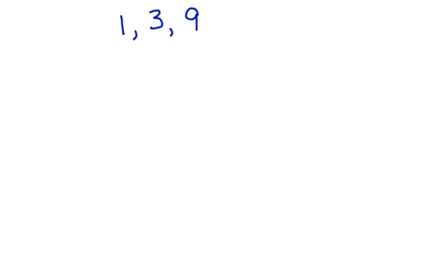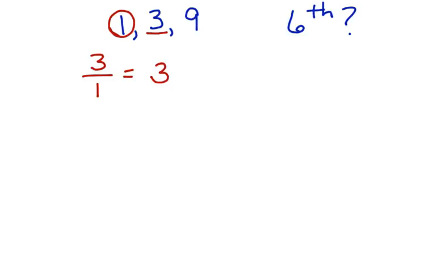Our geometric sequence is 1, 3, 9, and we want to know what the 6th term in this sequence is. What's the 6th term? The first thing we do, pick a value. Let's pick 3, divided by the preceding number. 3 divided by 1 gives me 3. Now, I take the first value in my sequence, which is 1, and multiply it by 3 to the 5th. Remember, I use that 5 because one of the values from the sequence is already listed.